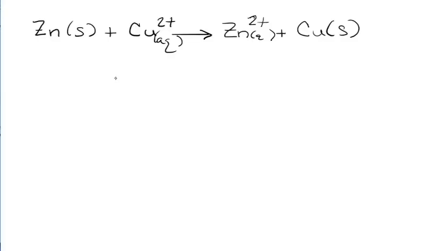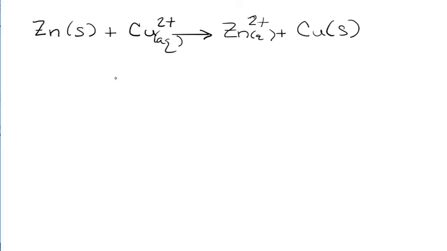Okay, so we're going to go ahead and look at our zinc copper ion reaction yet again. However, now we're going to determine why the zinc got oxidized and why the copper got reduced. And why is this reaction the way it is? Why isn't it the other way around? Why doesn't the copper get oxidized? And we're going to look at that.